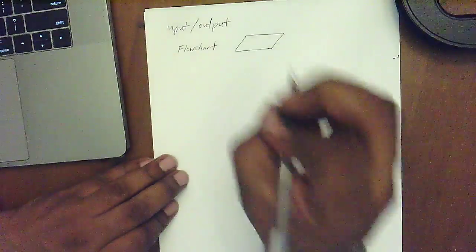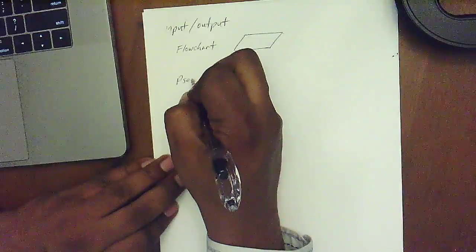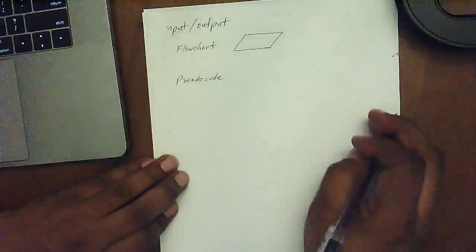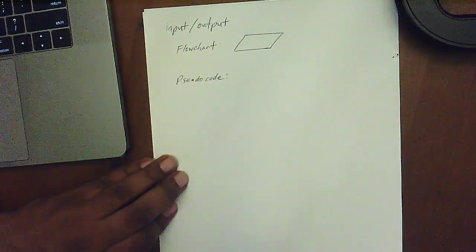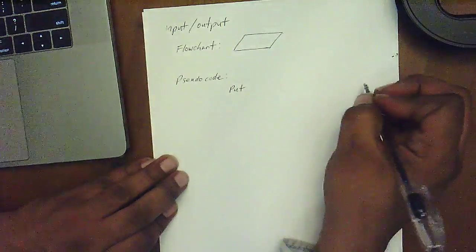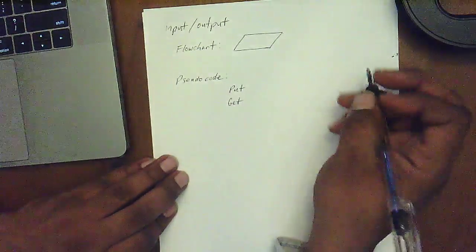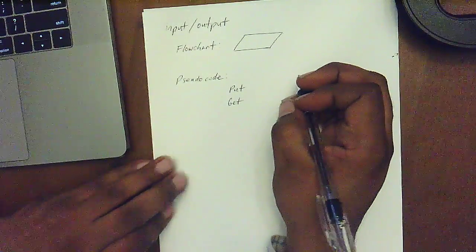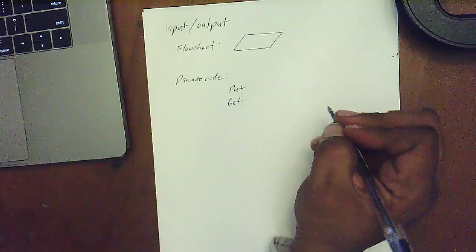All right. Now, in pseudocode, sometimes we use the word put to put something on the screen and get to get something from the user. Okay. So that's a little bit of the terminology.